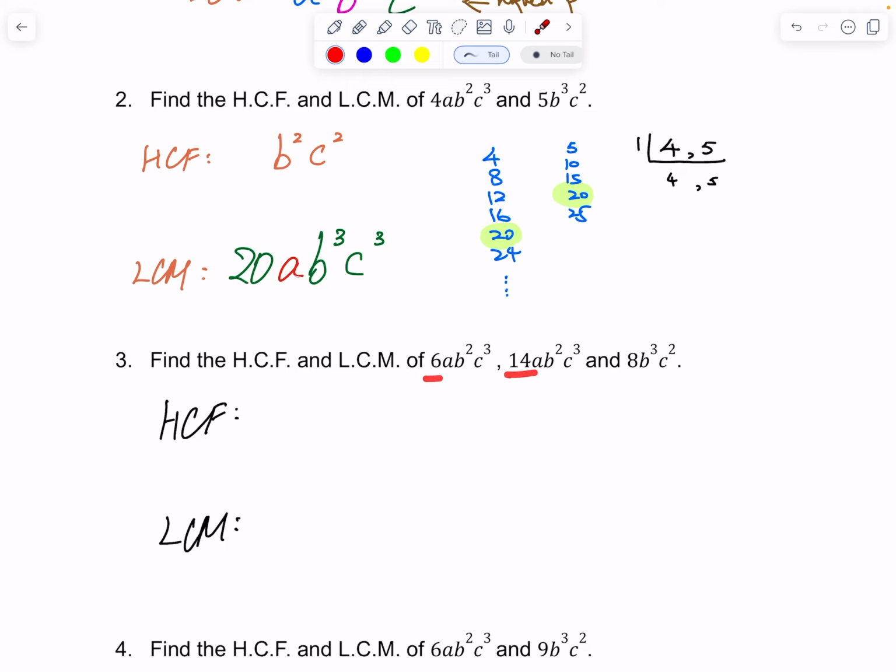Is there any number that they can all be divided by? 2. Anything else? Can they be divided by 3? No, these can't. Can they be divided by 4? No, this can't, this can't. Can they be divided by 5, 6, 7, 8? You can't get bigger than these numbers. So nope. That means the highest number that they can be divided by is 2. Alright, is there a common A? Nope. Is there any B? Smallest B is 2, smallest C is 2.